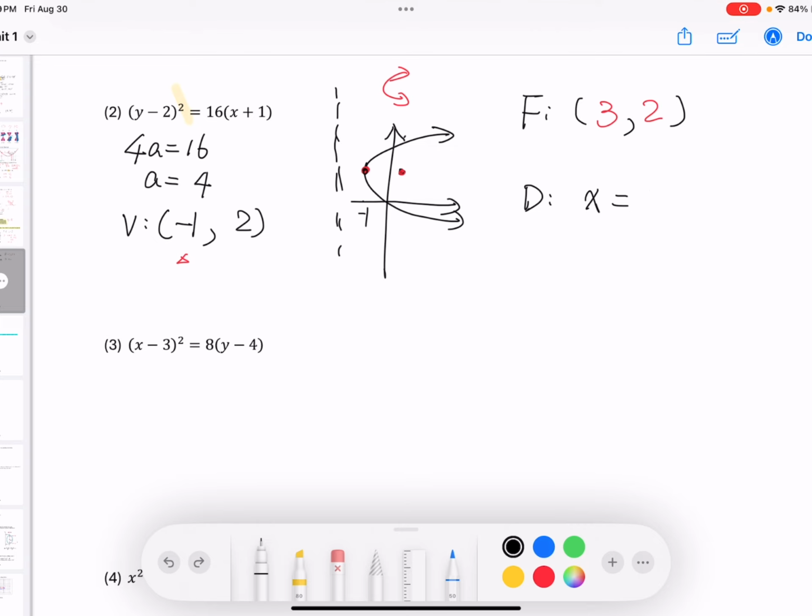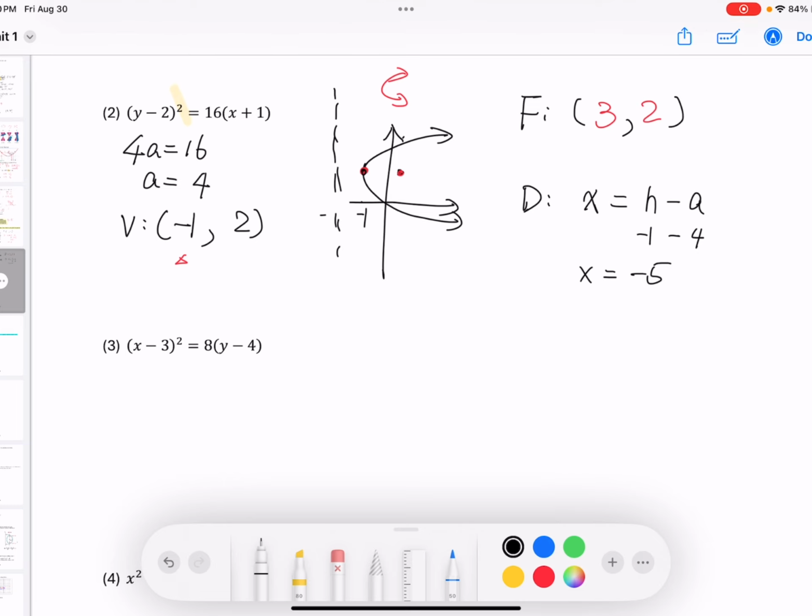And how about the directrix? The formula is h minus a. So h is -1, minus a is -4. x is equal to -5. So the directrix is x equals -5. You can also use this method. The distance from here to here is the absolute value of a, which is 4. Then I can move the point to the left 4 units. The x value decreased 4 units. That is -5. Okay, let's see the next example.